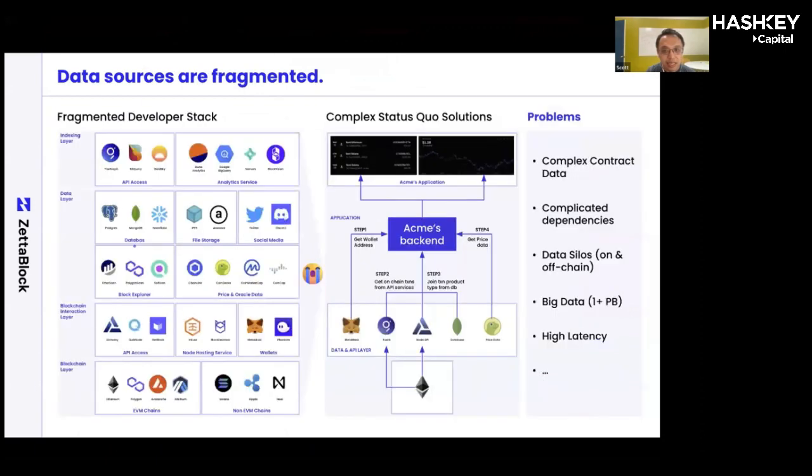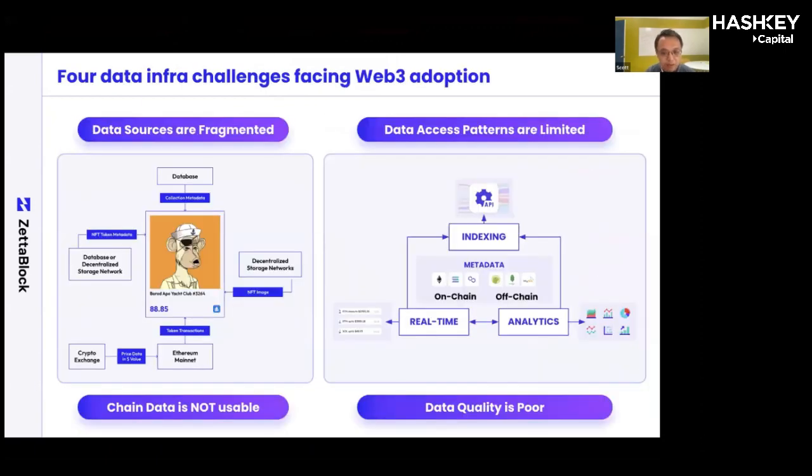Additionally, a second thing that current Web3 data infrastructure doesn't support is that if you want analytic data, indexing data, and real-time data, you need to get them from different providers. For example, if you want analytical data, you need to go to Dune. If you want indexing data, you need to use The Graph. And if you want real-time notification, you probably need Alchemy or other providers.